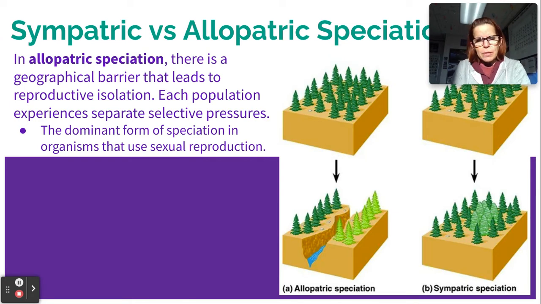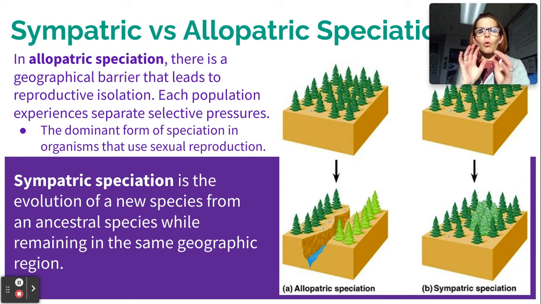In allopatric speciation, take a look at the diagram. There is a geographical barrier that leads to reproductive isolation. So the lions and tigers have experienced allopatric speciation. Each population experiences separate selective pressures. The dominant form of speciation in organisms that use sexual reproduction is allopatric. They have separated by habitat, and they no longer mate because they're not near each other anymore. And these overlap with the reproductive isolation, so you might notice some similarities between the two.